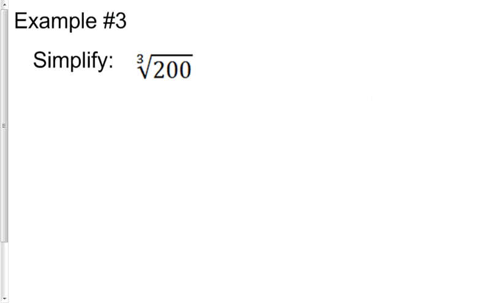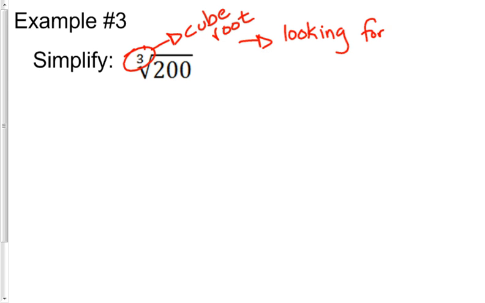All right, our last example is that with a cubed root. That 3 there is indicating to you that this is a cubed root and not a square root. The only change in our process here is that we are now looking for groups of 3. So that means we're going to still start by breaking it down.